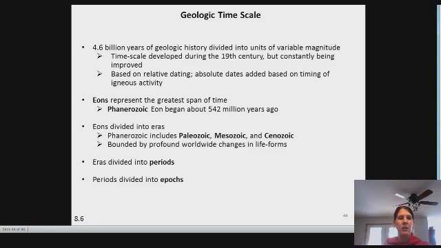When we break it down, we have eons, which represent the greatest span of time. The Phanerozoic eon began 542 million years ago. Eons are then further divided into eras. So the Phanerozoic is divided into the Paleozoic, Mesozoic, and Cenozoic. Eras are further divided into periods, which are then further broken down into epochs. And we're going to look at a graph of this.